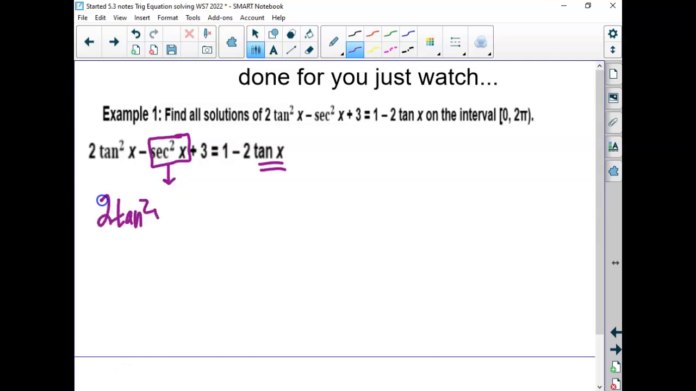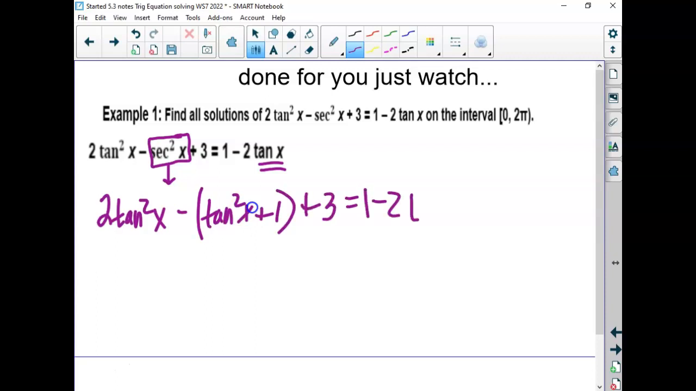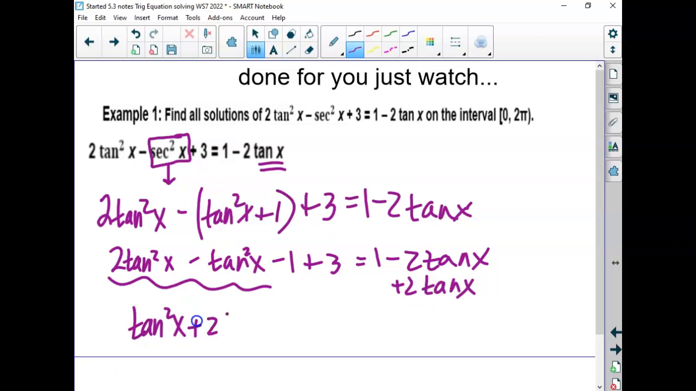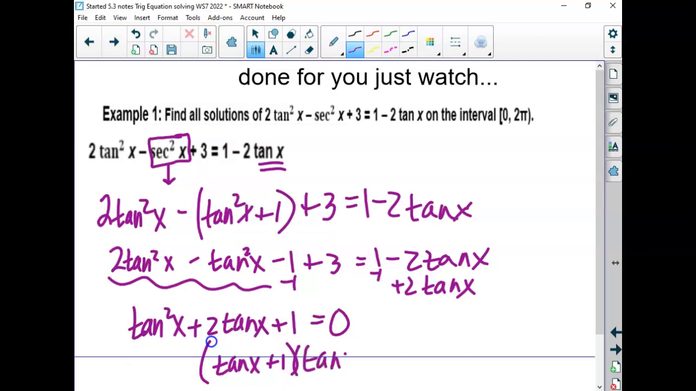So we had 2 tan squared minus (tangent squared plus 1) plus 3 equals 1 minus 2 tangent of x. And then we did some distributing of the negative. Okay, then I'm going to add these two over here. Whoops, this was a squared. I'm going to combine these two, and that gives me 1 tangent squared. Then I'm going to add these 2 tangents over here. I'm going to subtract this 1 over here. Negative 1 is negative 2, plus 3 is positive 1. And that leaves me nothing over there. Then it factored: tan of x plus 1 times tan of x plus 1 equals 0. So we had the tangent of x equals negative 1.